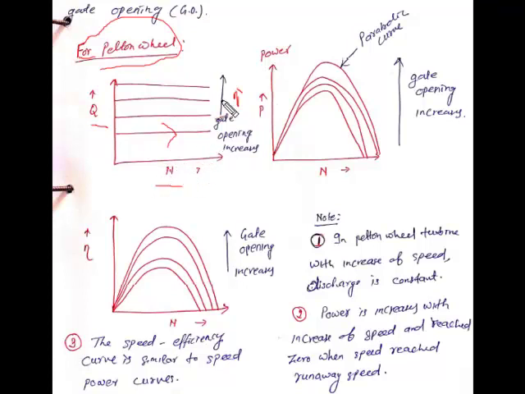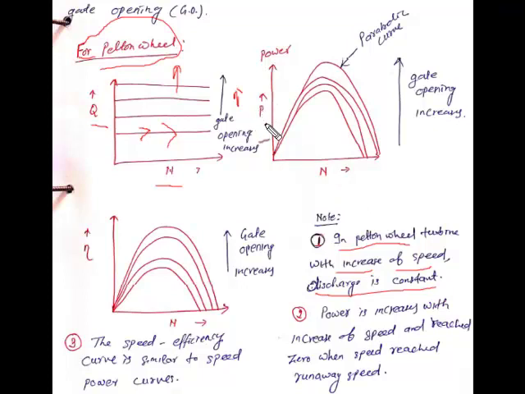When we increase the gate opening, the discharge continuously increases, but at constant gate opening the discharge is constant at all speeds. So the first point noted is that in a Pelton wheel turbine, with increase of speed, discharge is constant. It means we get constant discharge at all speeds.